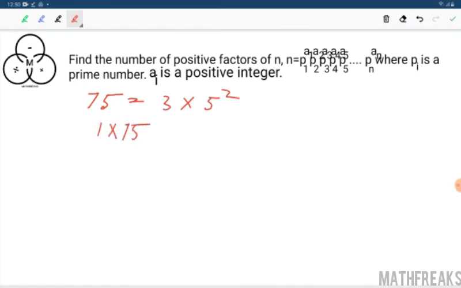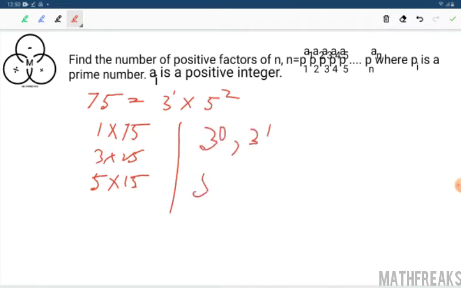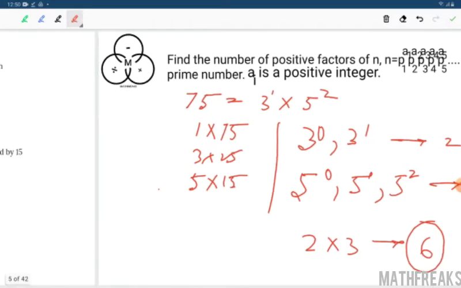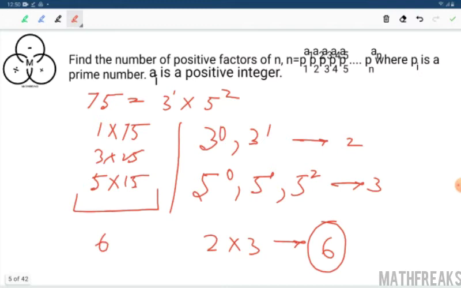1 into 75, 3 into 25, 5 into 15. So we are getting 6 factors, right? Now in combinatorics, we will not count, sir. What are the possible values this 3 to the power 1 can take? Either 3 to the power 0 or 3 to the power 1. 5 squared can take 5 to the power 0, 5 to the power 1, 5 squared. So it can take 2 values, it can take 3 values. The number of factors is 2 into 3 equals 6. Here also we are getting 6 factors by practically finding all the factors, and by combinatorics we are getting 6 factors.